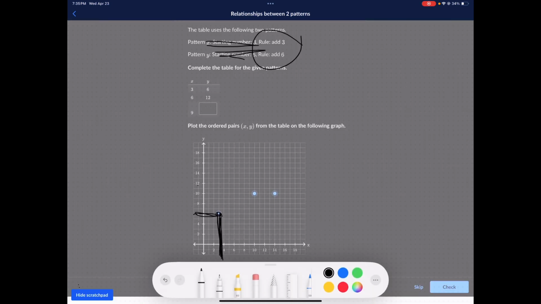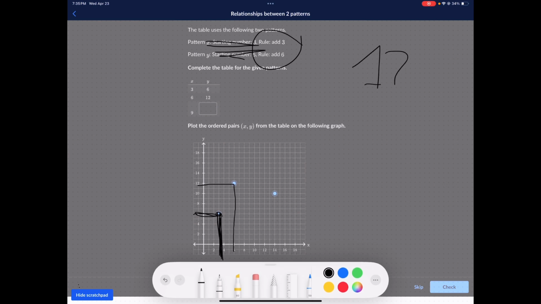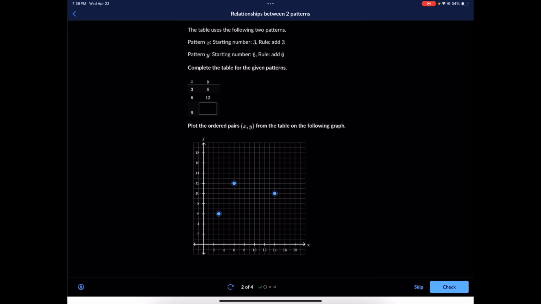Well, if we mark 12 here and then go until we hit 6, we get this. So we have to move our second thing over here. And then we add 6 again. 12 plus 6 is 18. So 18 will be our number. So it will be 9, 18.